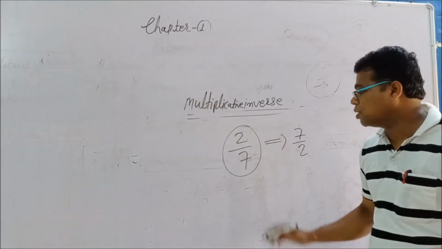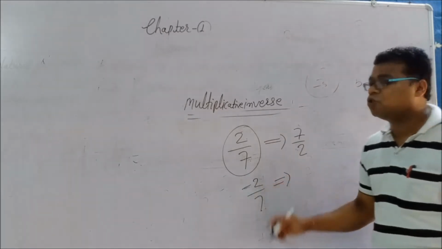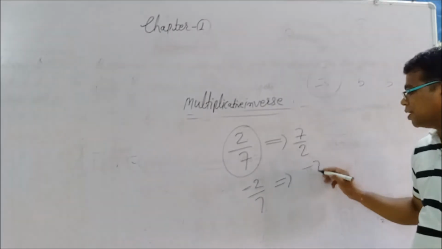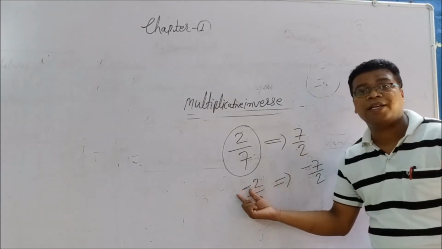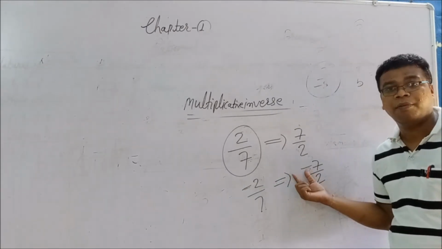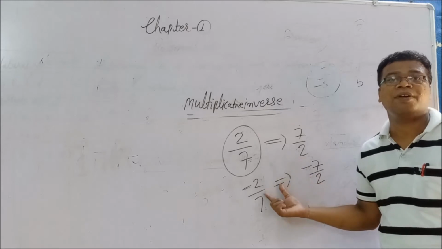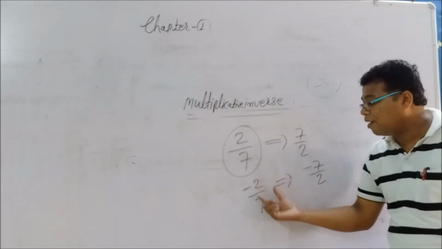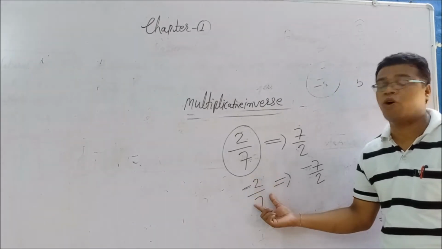See some more examples. If the question is find the multiplicative inverse of minus 2 upon 7, in that particular case my answer will become minus 7 upon 2. See, we need not change the minus sign to plus sign. Why? Because that we have to do for the additive inverse. In the additive inverse we have to change the sign, but for the multiplicative inverse we only have to interchange the numerator and denominator.